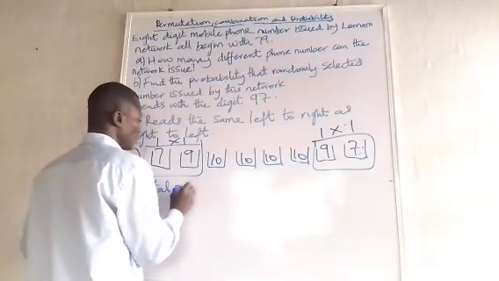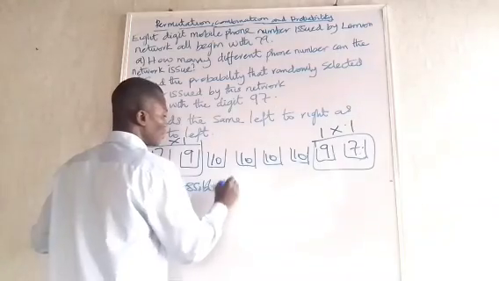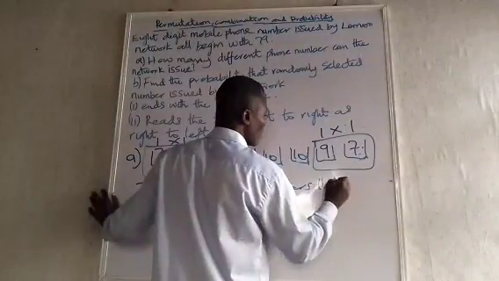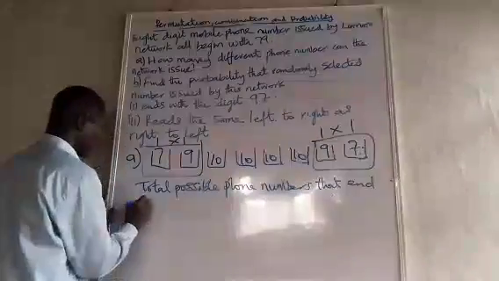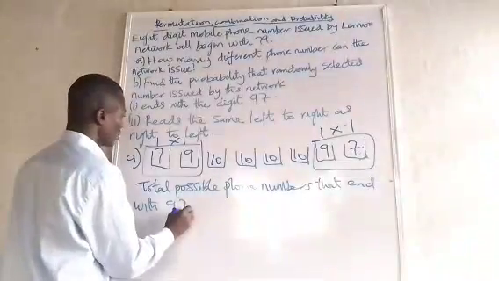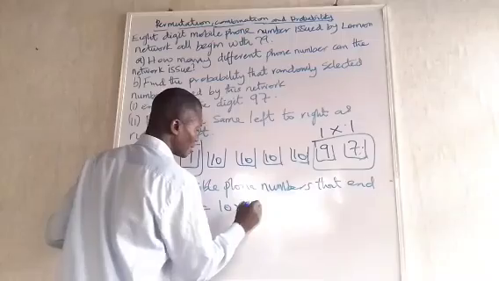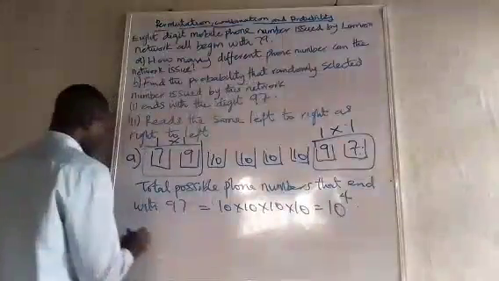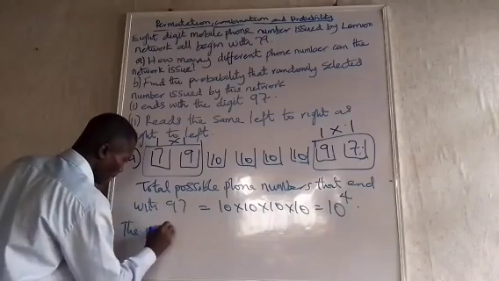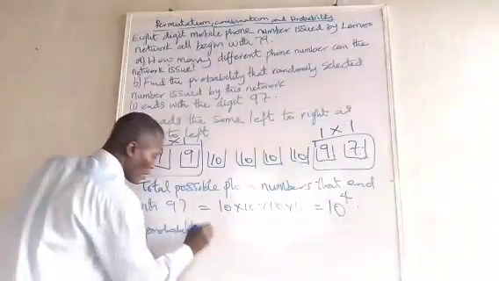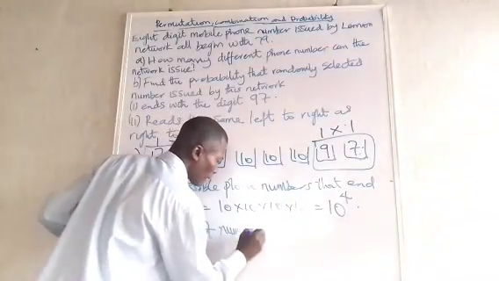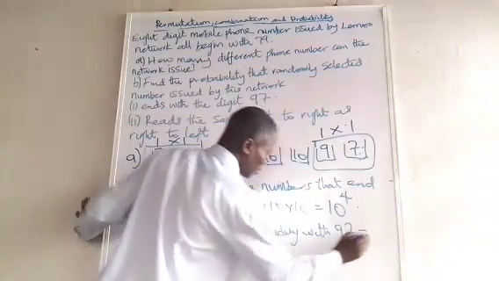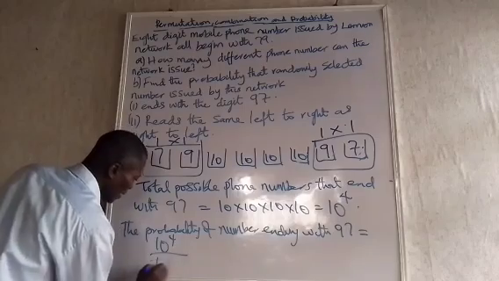total possible full numbers that end with 97 is equal to 10 times 10 times 10 times 10, which is equal to 10 raised to the power 4. And so the probability of a number ending with 97 is equal to 10 raised to the power 4 divided by 10 raised to the power 6.